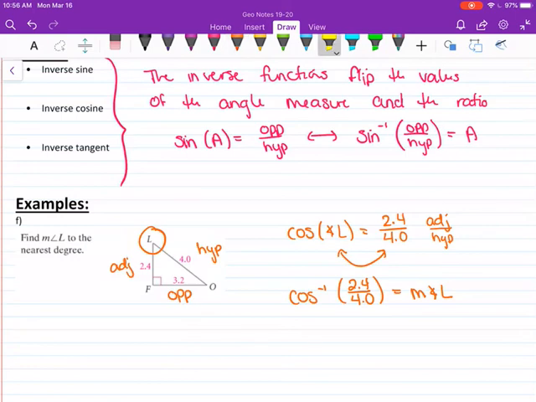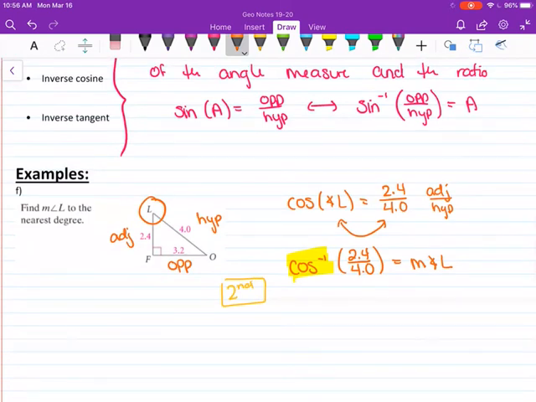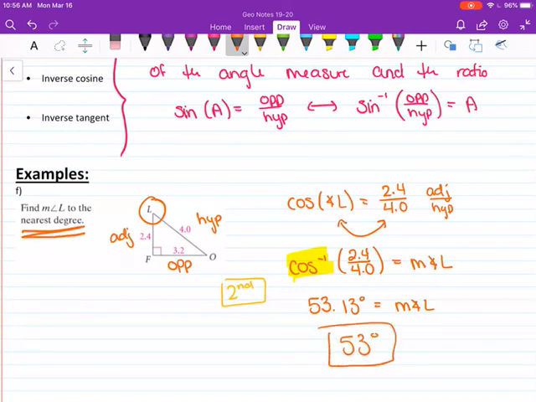To find the inverse functions on your calculator, you most likely have to press a button that says second, and then press the sine or cosine button, or the cosine button in this case. So find that second button and see how that works out. And when you plug in cosine inverse of 2.4 divided by 4, you should get 53.13 degrees is the measure of angle L. And so it says to the nearest degree. So my answer here would be 53 degrees.